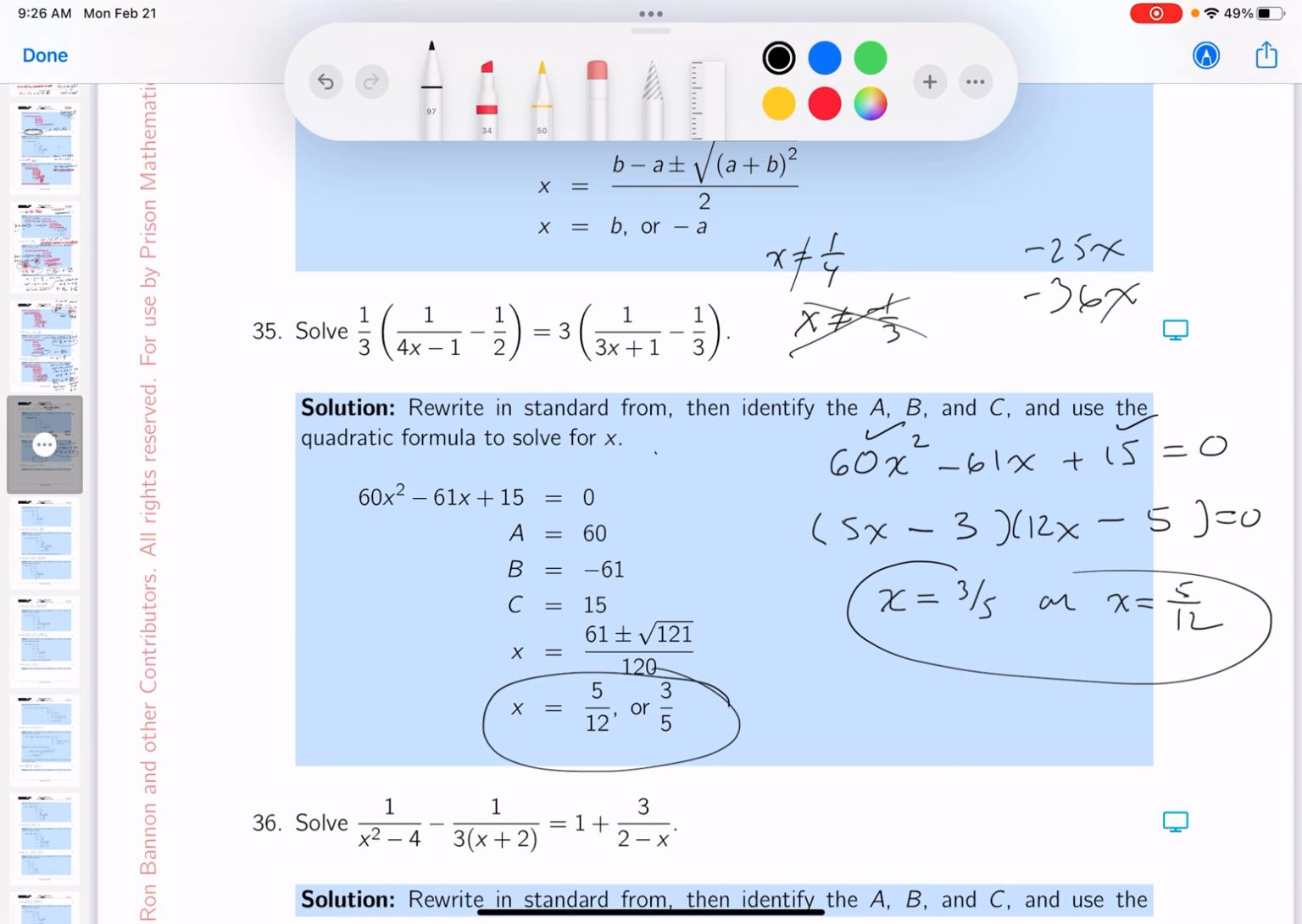Now, someone says, did you check these? No, but the bottom line is I feel pretty comfortable with the correct answers. All right? Thank you.